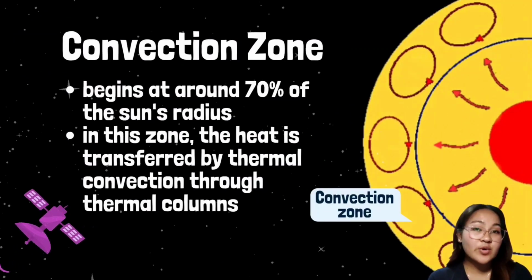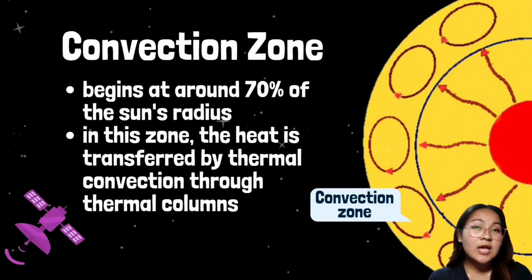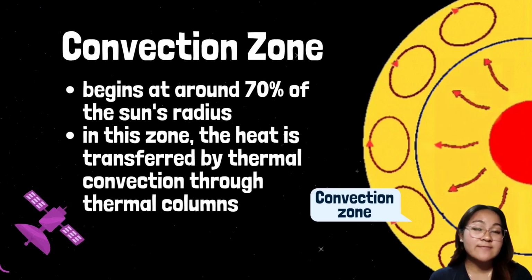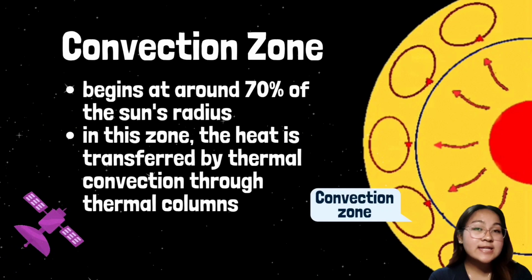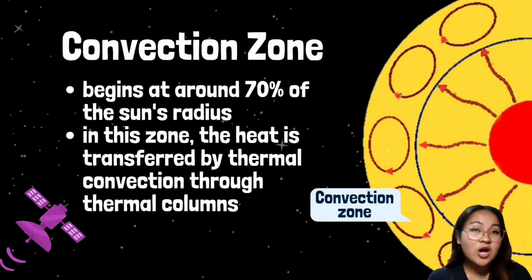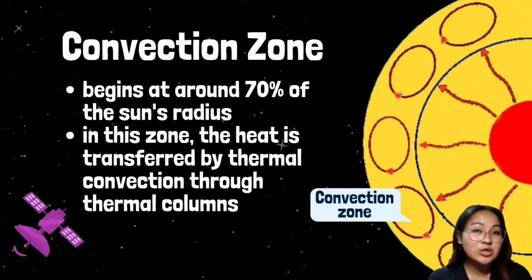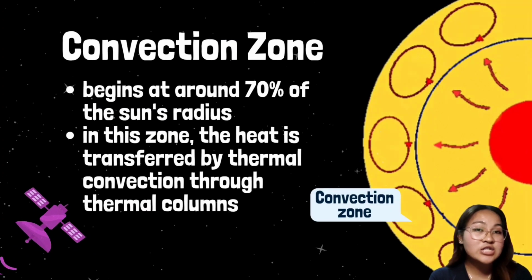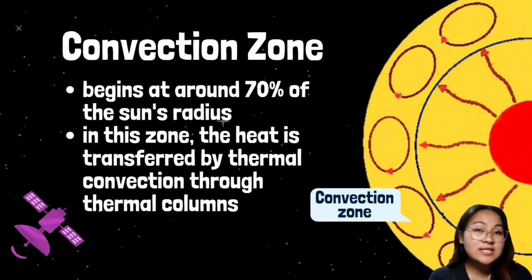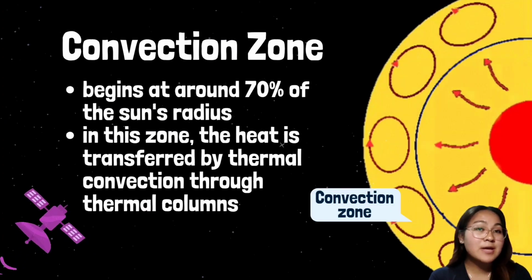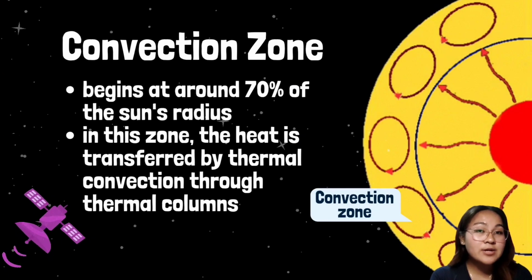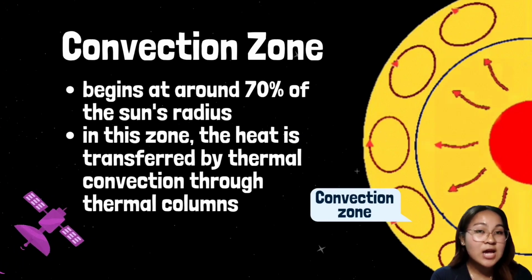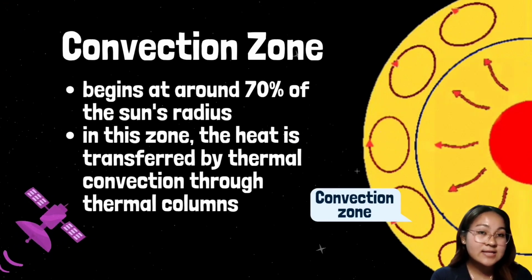Above the radiative zone is the convection zone. The convection zone begins at around 70% of the Sun's radius, and at this point, the density is finally low enough for light leaving the core to turn into heat, and the process called convection begins. In this zone, the heat is transferred by thermal convection through thermal columns. Convection, to express it simply, is the phenomenon whereby hotter material rises while colder material sinks.